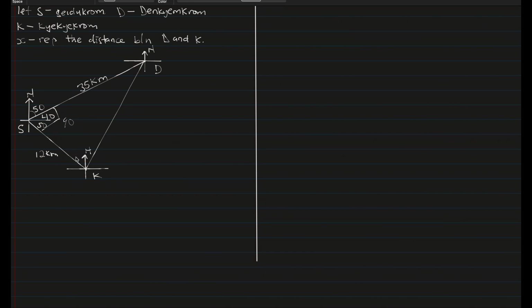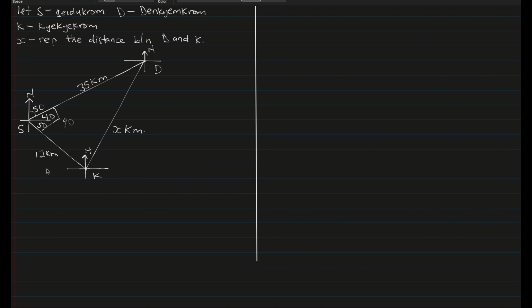Now, if we have a triangle and we have one of the angles being 90, then of course it is a right angle triangle. If it is a right angle triangle, then it follows Pythagoras Theorem. And if it follows Pythagoras Theorem, then we can use that Pythagoras Theorem to find this length here, the distance between Denchemkurum and Chichikurum, which is represented by letter X. So X kilometers. All right.